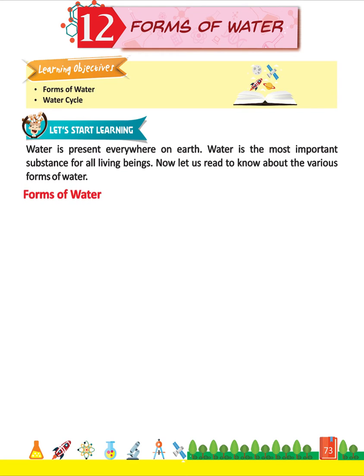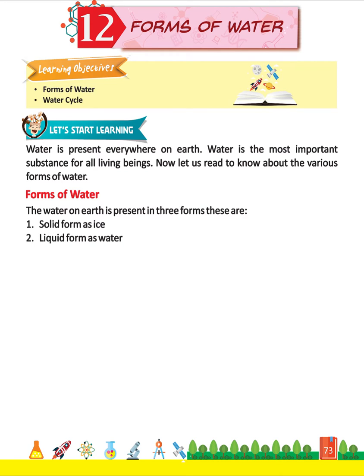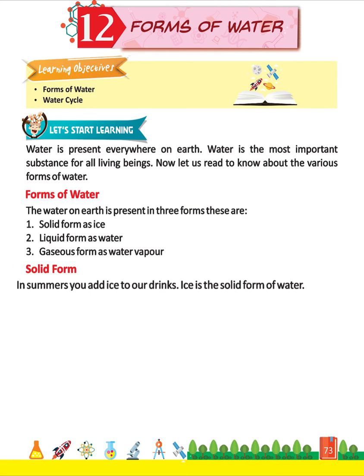Forms of water. The water on earth is present in three forms. These are: 1. Solid form as ice, 2. Liquid form as water, 3. Gaseous form as water vapor. Solid form. In summers, you add ice to your drinks. Ice is the solid form of water.